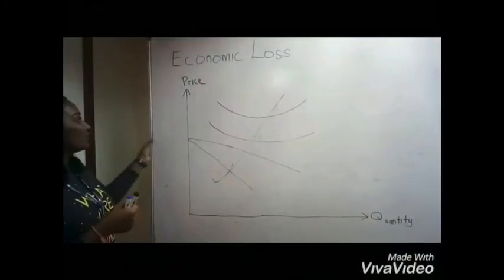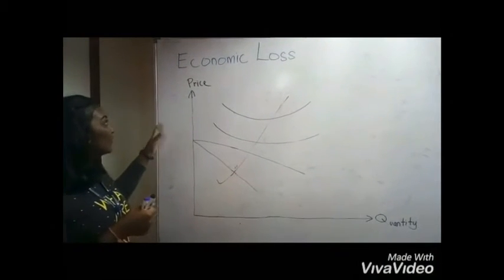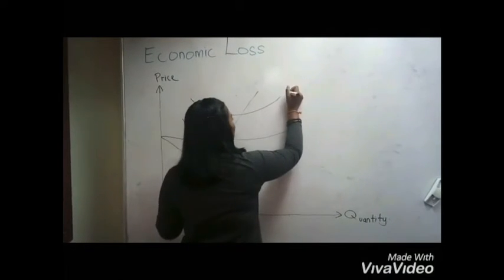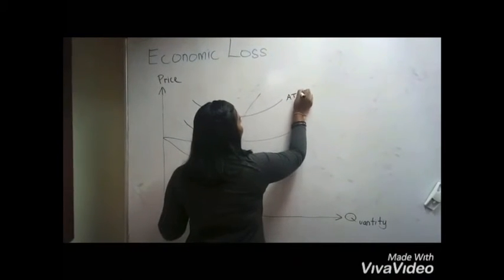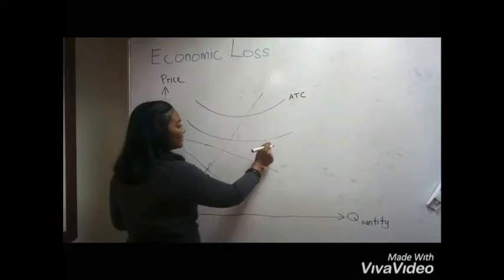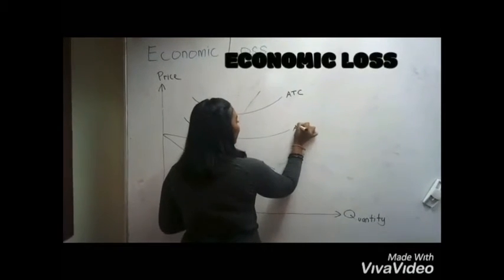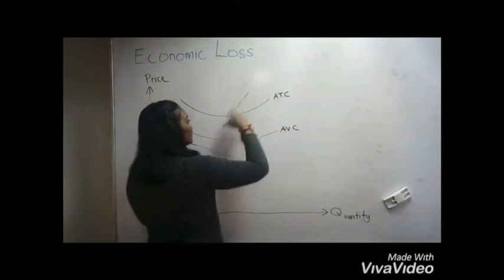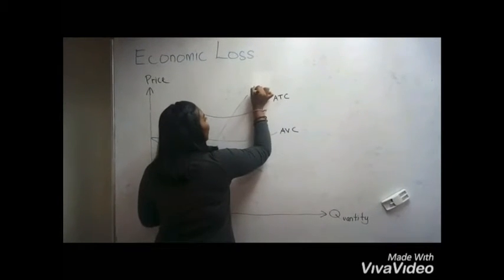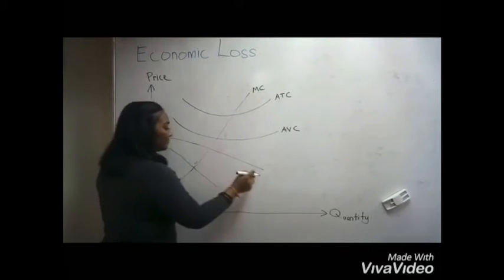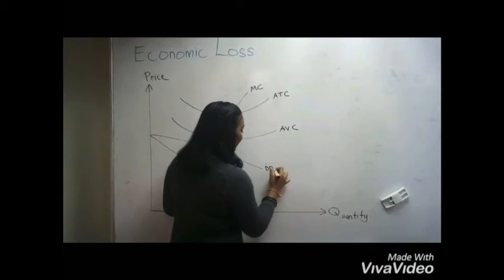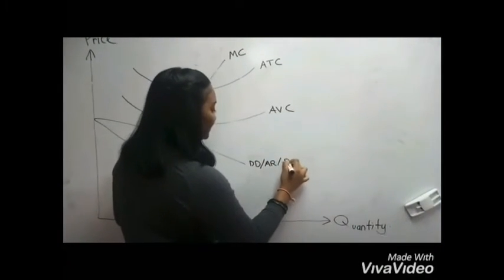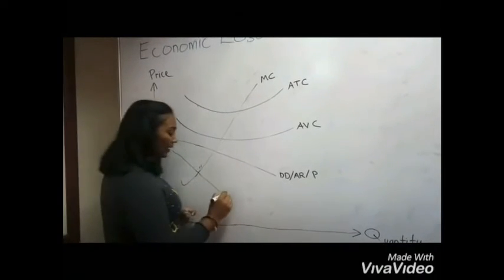To explain the curve of economic loss: this line represents the ATC. This line represents the AVC. This line represents the MC. This line represents the DD/AR/P. This line represents the MR.